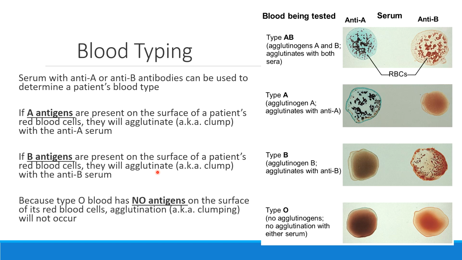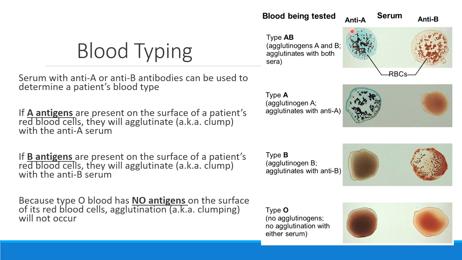The same thing works with Rh too, but here's something to keep in mind. If I'm testing a patient's blood and they don't have any antigens on their surface, I will not see any clumping, because when I put in antibodies for the A protein, not there. When I put in antibodies for the B protein, not there. So let's look at an example of different types of blood, how it would look when you perform this test.